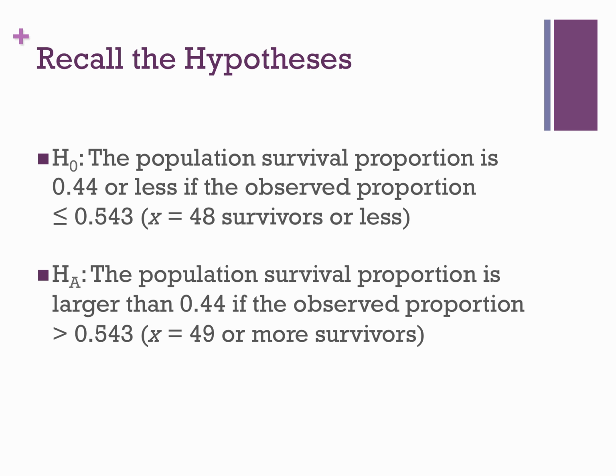Our hypotheses that we have stated with our decision rule from step 6: our null is that the population survival proportion is 0.44 or less if the observed proportion is less than or equal to 0.4543. And our alternative is that the population survival proportion is larger than 0.44 if the observed proportion is greater than 0.543. So if we observed 49 or more survivors in our data, that's evidence for the alternative. If we observed 48 survivors or less in our data, that is evidence for the null. And this, of course, is based on the simulation that we looked at in the prior lecture.